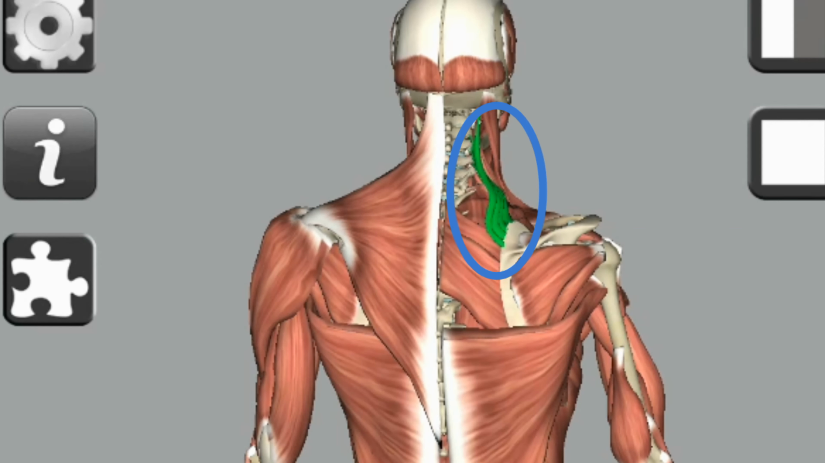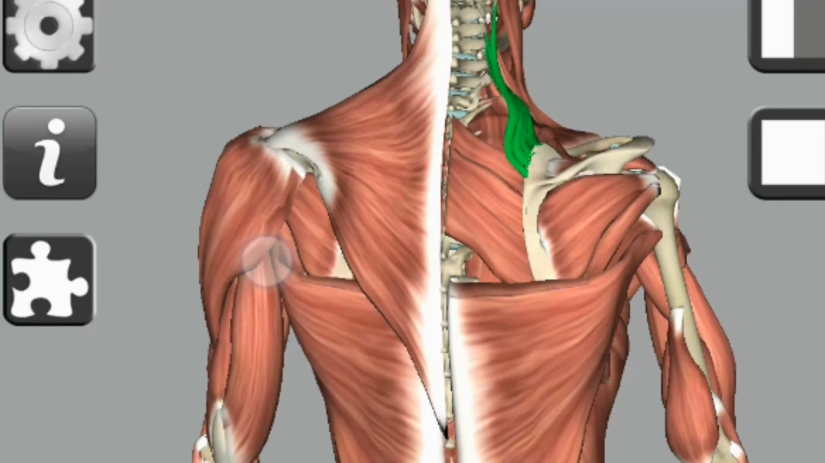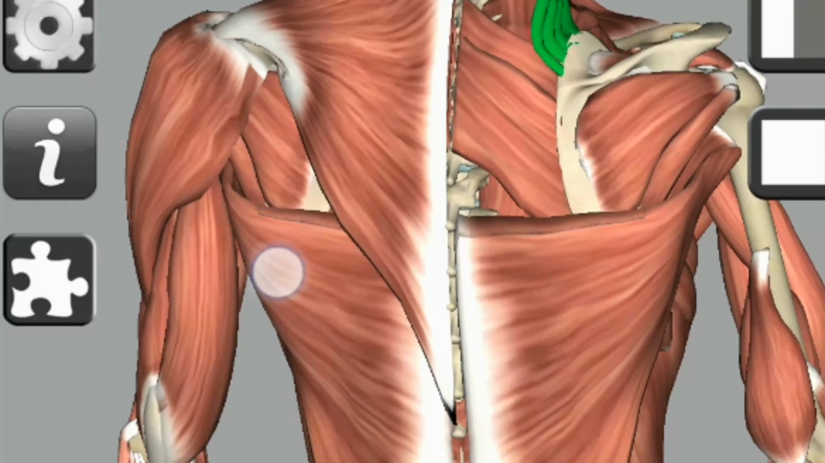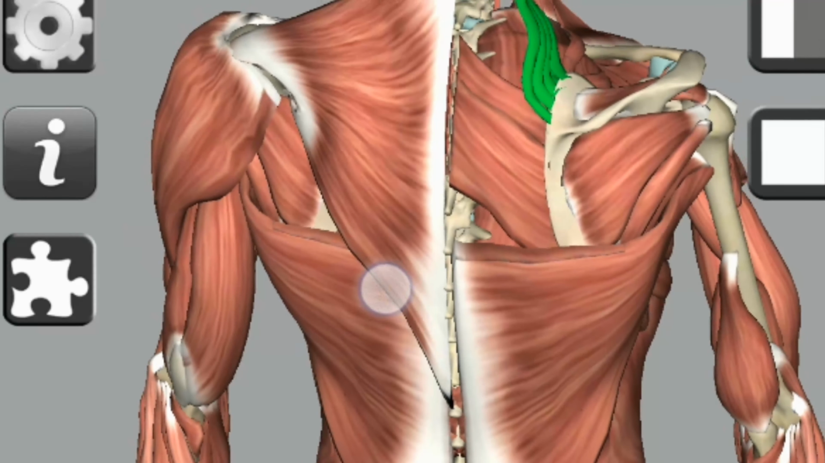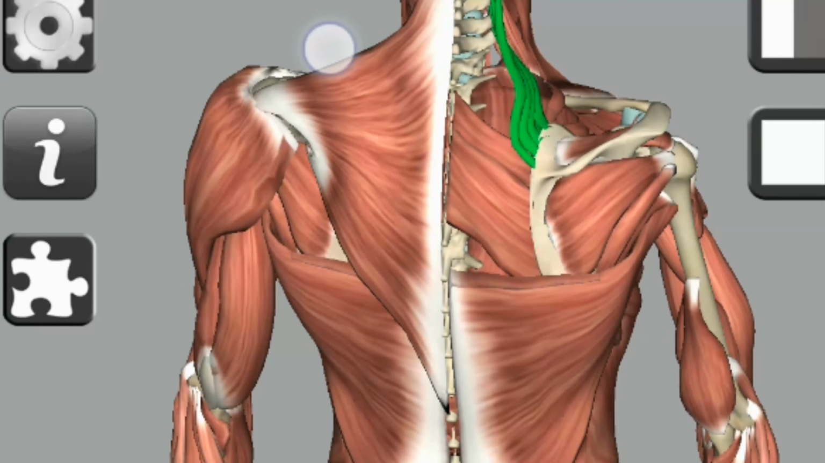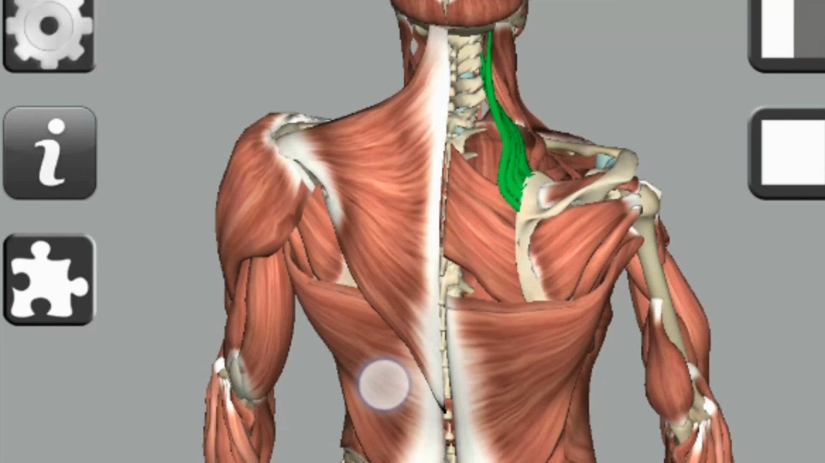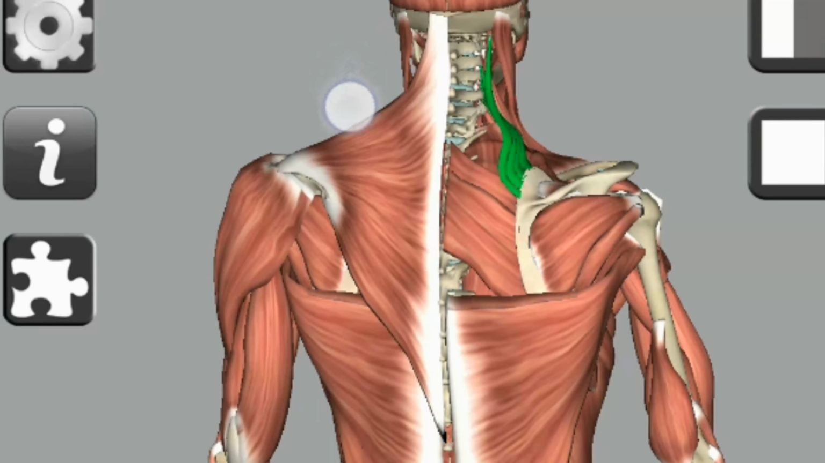So this is the levator scapulae muscle, which originates from the transverse processes of C1 to C4 cervical vertebrae and is inserted into the upper part of the medial border of the scapula. And the main function of the levator scapulae muscle is that it plays an important role in the elevation of the scapula.